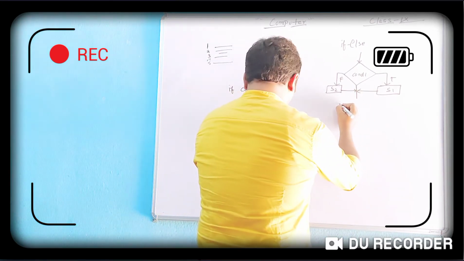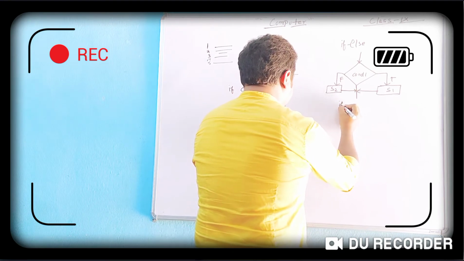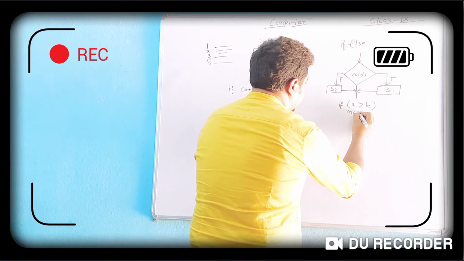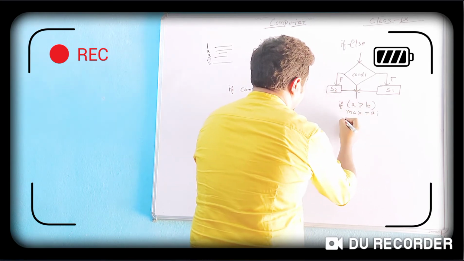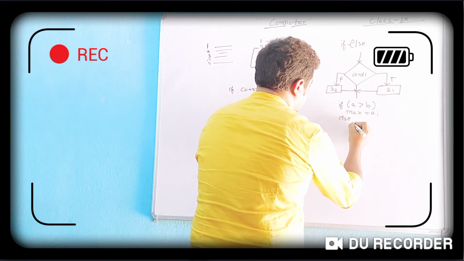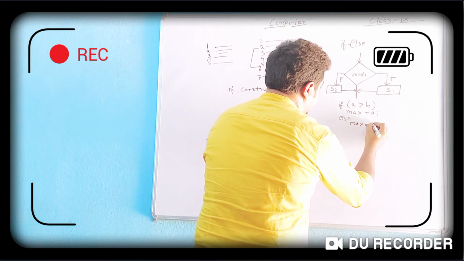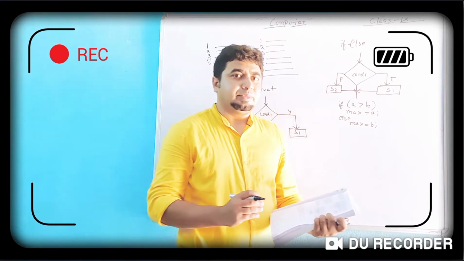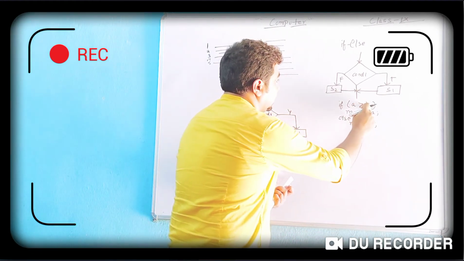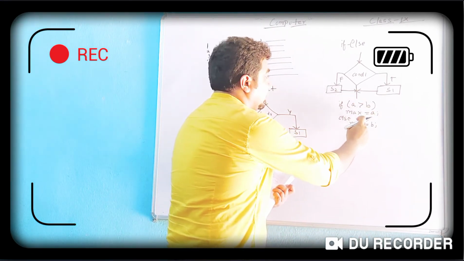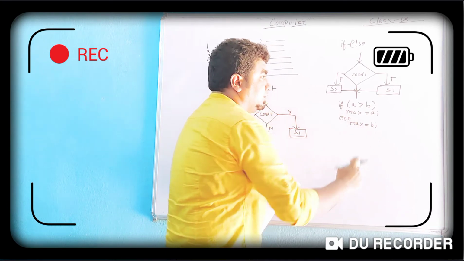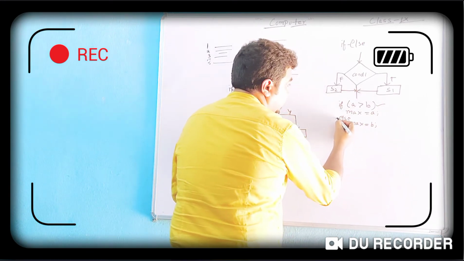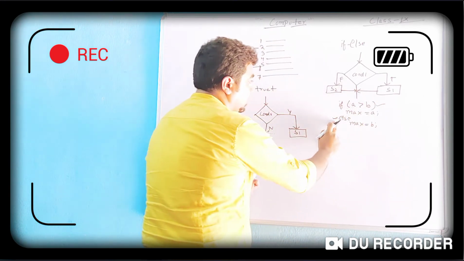I am going to give one example. If a greater than b, then max is equal to a, else max is equal to b. This is just an example of comparing two numbers. If the condition a is greater than b holds, then the max value will be updated as a, otherwise the max value will be updated as b. So either this part will be true or that part will be definitely true. If this is not true, then the other is going to be true.